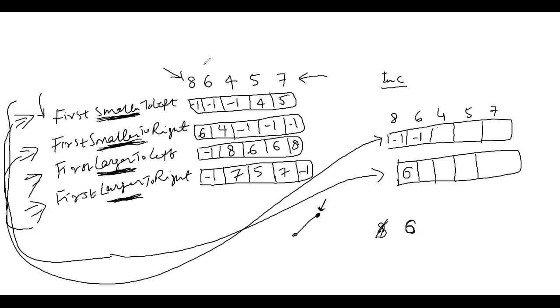Now we will have 4. 4 will do the same thing. 6 got kicked out. 4 is on the top. And when 4 will look, nobody is towards his left. So -1 will remain here. And 6 got kicked out because of 4. So he can say, hey, this value is 4, which was smaller towards my right. 5 came.